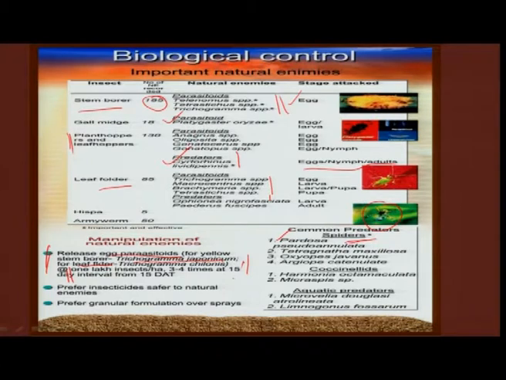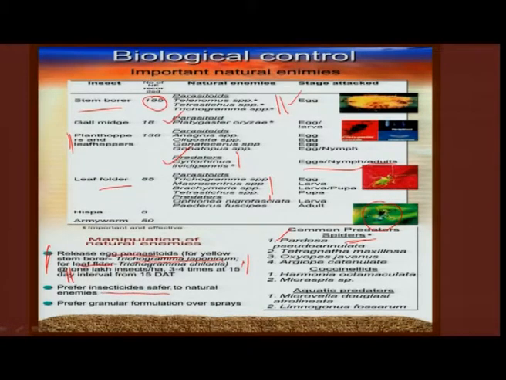And coupled with this, in the integration technique, some of the safer insecticides need to be integrated. Granular formulations of insecticides are more preferred, so that there will not be direct contact with these parasitoids, so that the insecticide does its toxic job, whereas the parasitoids reduce the population in their own manner.